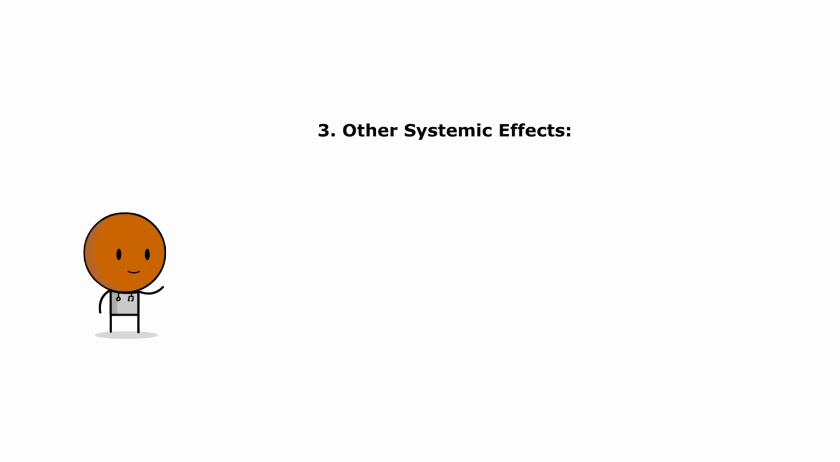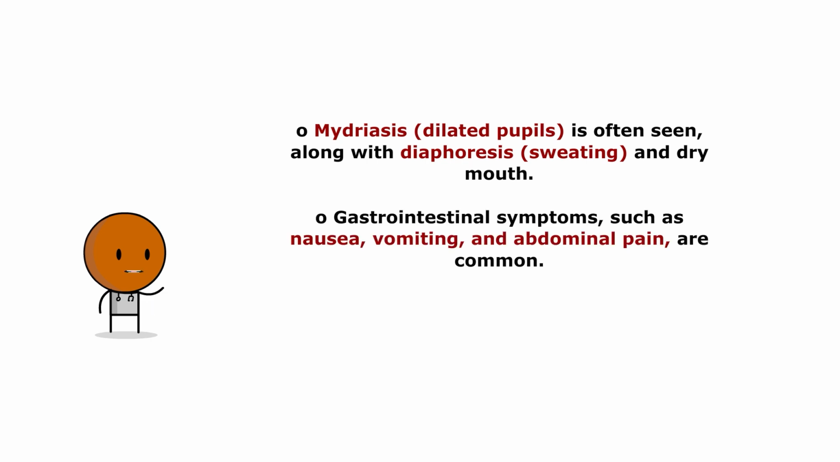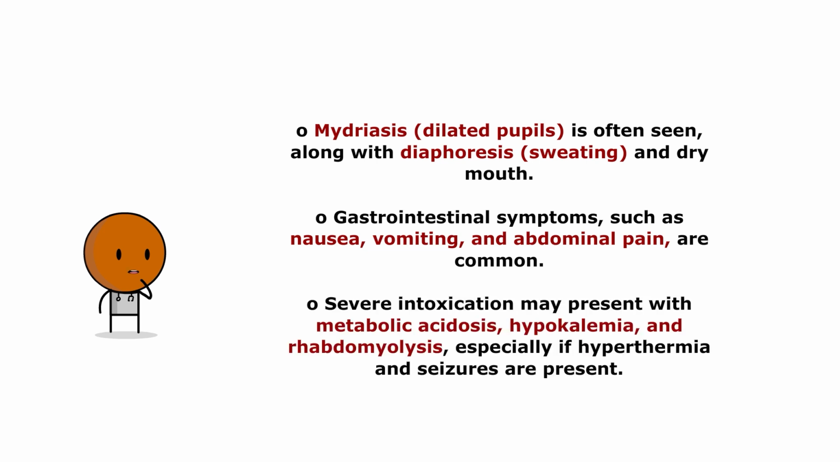Other systemic effects. Mydriasis or dilated pupils is often seen, along with diaphoresis or sweating and dry mouth. Gastrointestinal symptoms such as nausea, vomiting, and abdominal pain are common. Severe intoxication may present with metabolic acidosis, hypokalemia, and rhabdomyolysis, especially if hyperthermia and seizures are present. These symptoms can be life-threatening, so early recognition and treatment are essential.